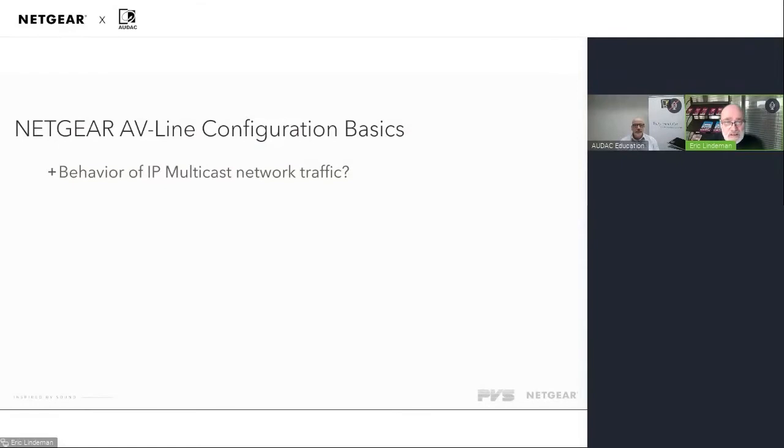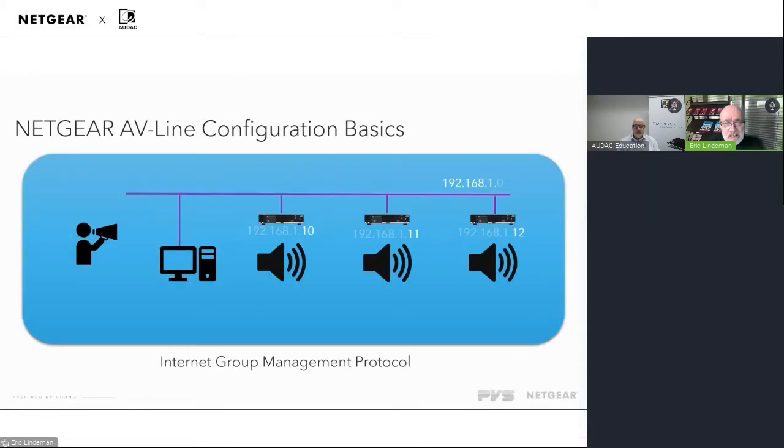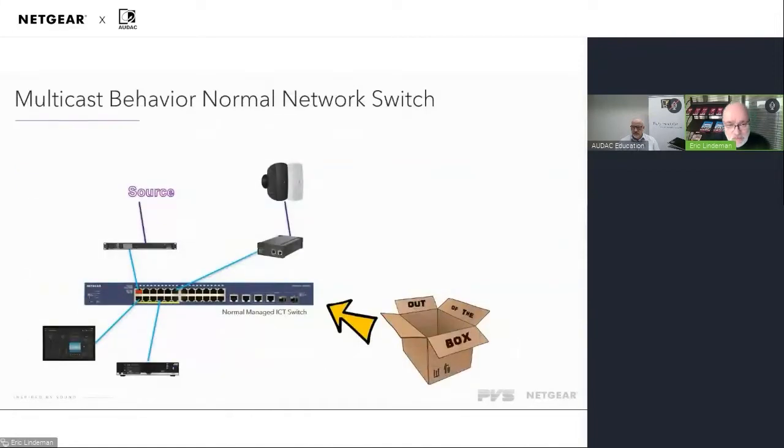So the configuration basics. What is the behavior of IP multicast network traffic? In fact, IP multicast is a system where IGMP traffic, Internet Group Management Protocol traffic, is gathered by a sort of database and handles the traffic between the ports and starts blocking the ports where the signal is not needed. So let me show this by an example.